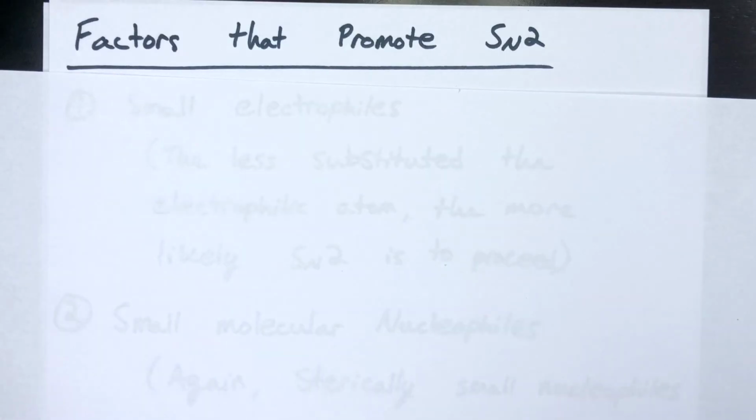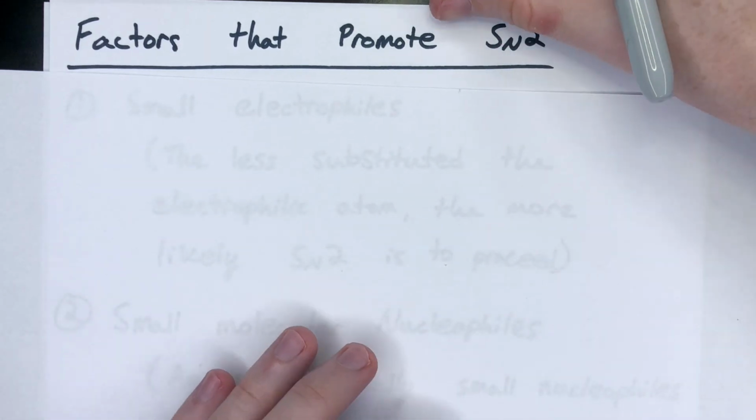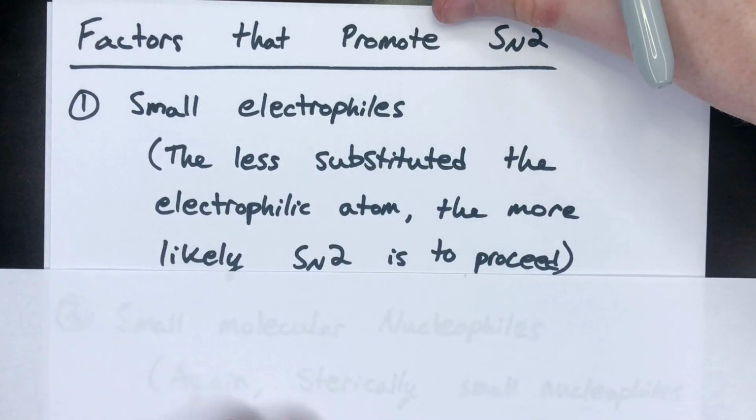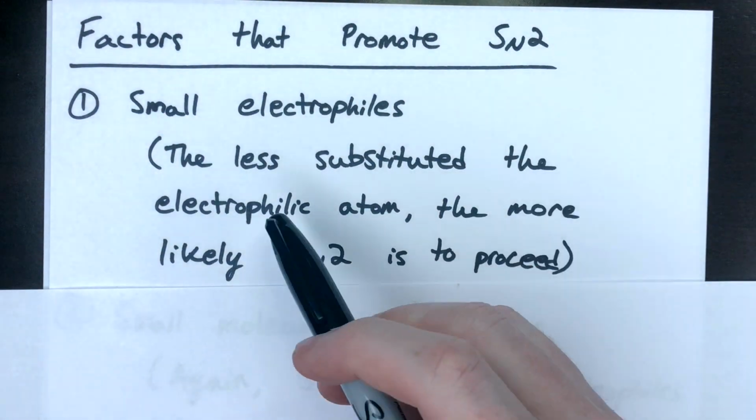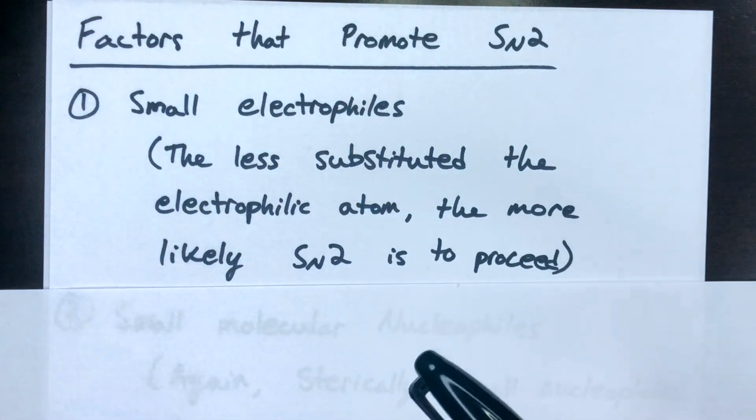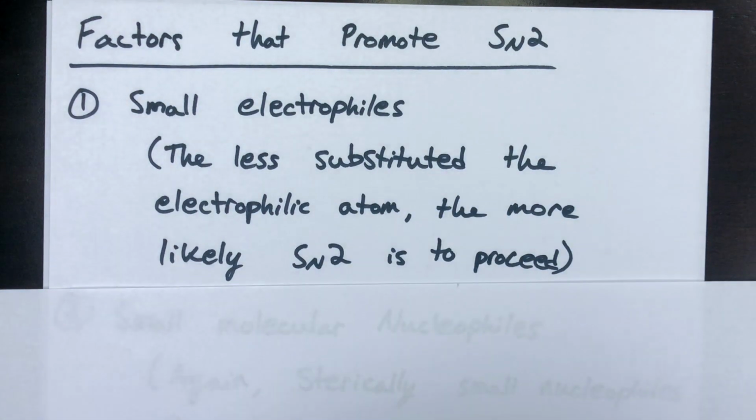All right, the last thing to talk about is all of these factors that promote SN2. We've talked about many of them already, but let's put it all together in one nice page. So the first factor is that you want small electrophiles. So what this means is that you have a less substituted electrophilic atom, so carbon most of the time, the more likely SN2 is to proceed.